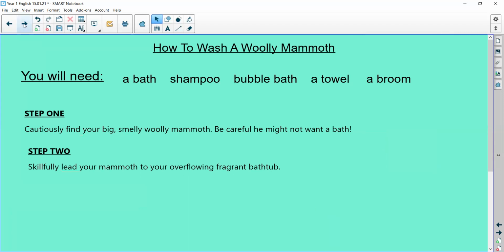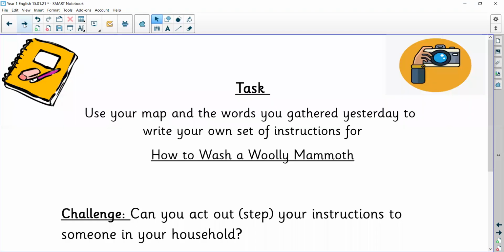So here is my set of instructions on how to wash a woolly mammoth. You're going to use your own map and the words that you gathered together. So those are your verbs, your adverbs, and your adjectives from yesterday. And let's see how you can use them all together to write a set of instructions on how to wash a woolly mammoth. And then your challenge, can you act out or step your instructions to someone in your household?